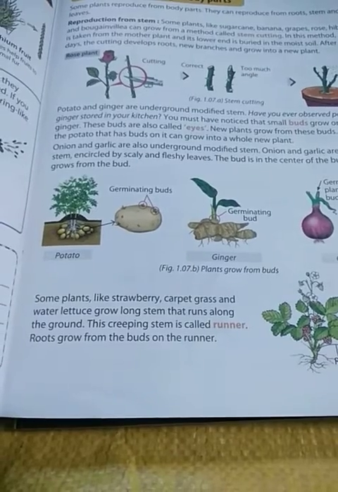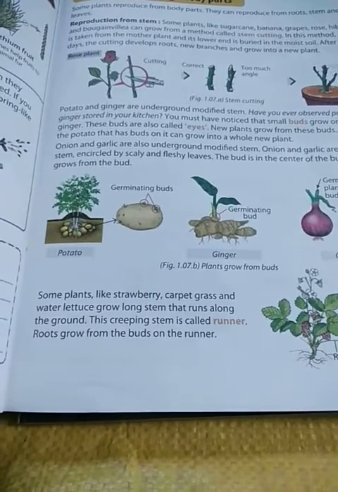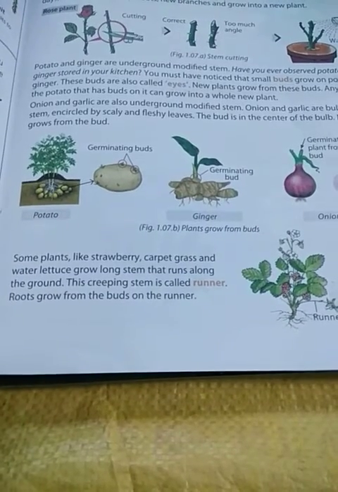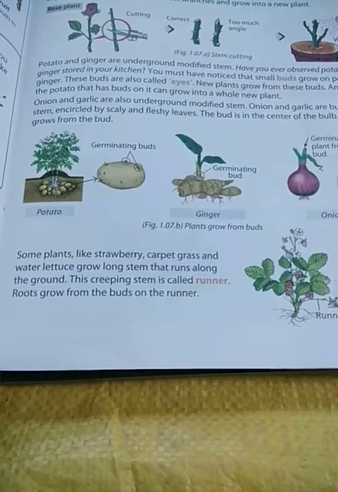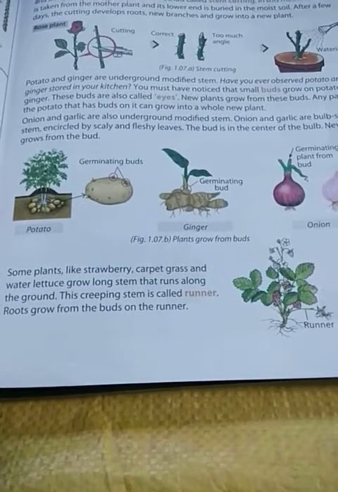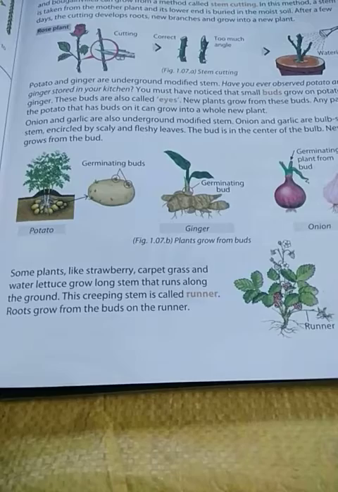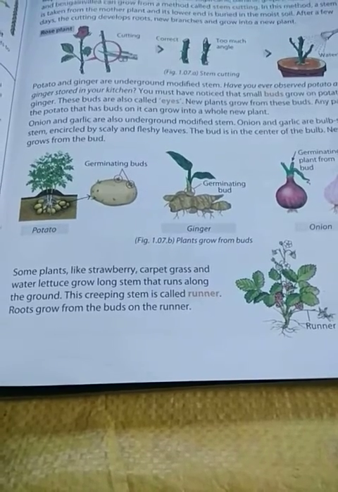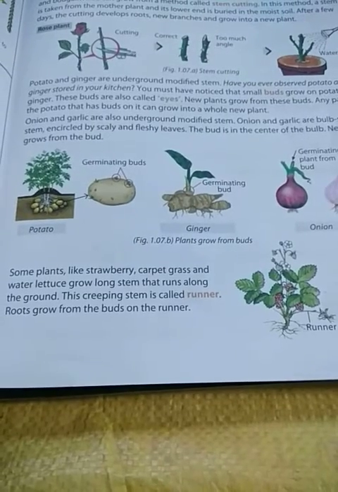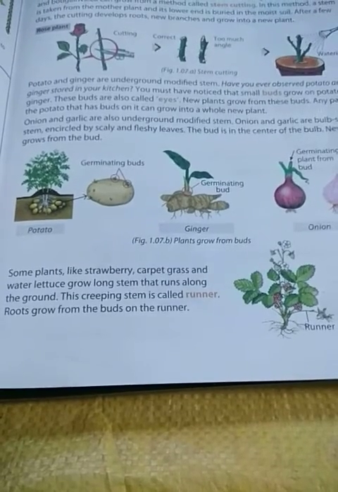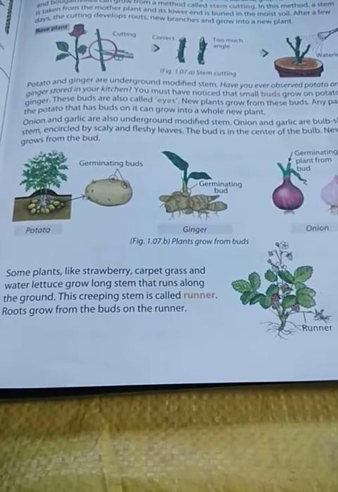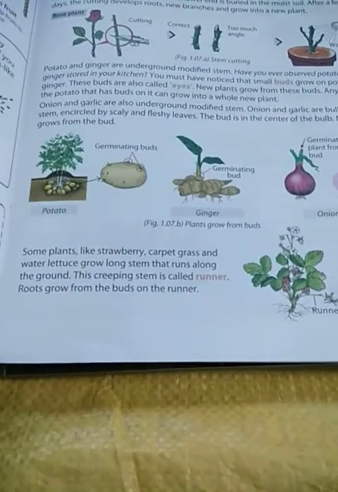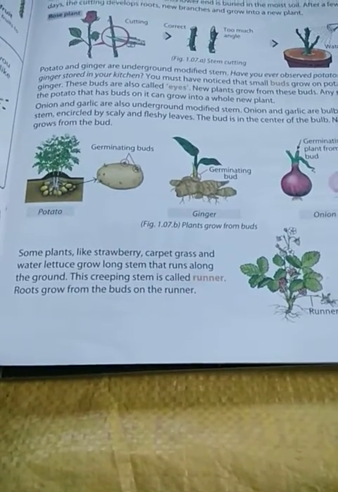Children, you know that potato and ginger are underground modified stems. You will have seen potato and ginger stored in your kitchen. After some time, some buds arise from potato and ginger. These buds are also known as eyes. A new plant can easily grow from these buds. So, a bud forms a new plant.